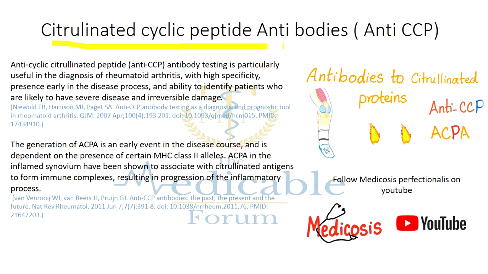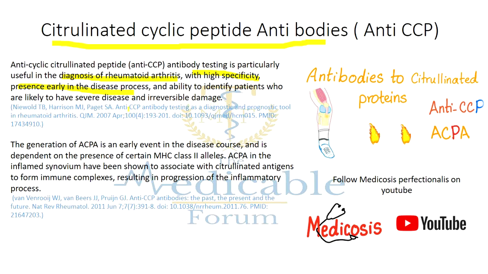Citrullinated cyclic peptide antibodies, anti-CCP. Now, what's this jargon? Anti-cyclic citrullinated peptide antibody testing is particularly useful in the diagnosis of rheumatoid arthritis. It has high specificity, presents early in the disease process, and can identify patients who are likely to have severe disease and irreversible damage.